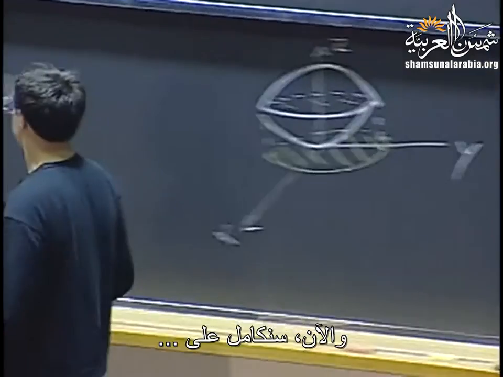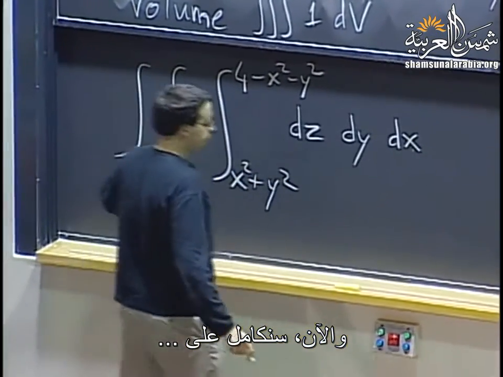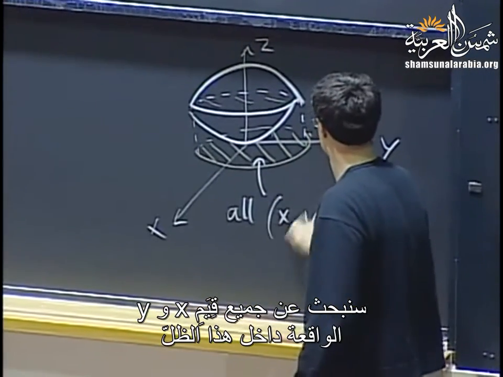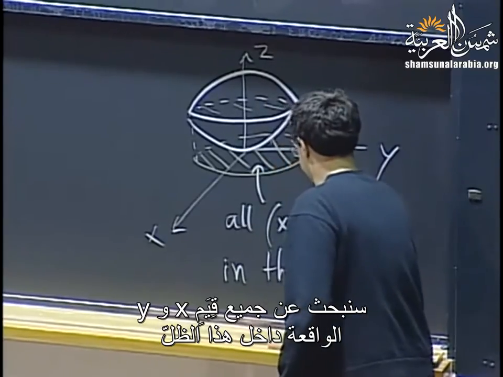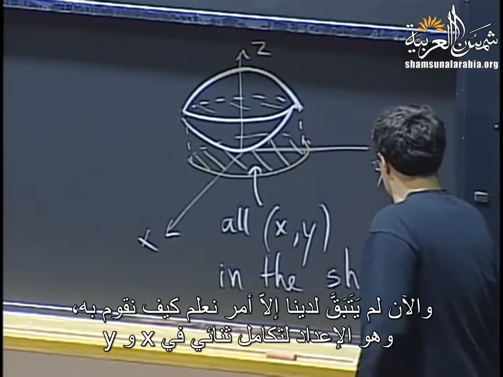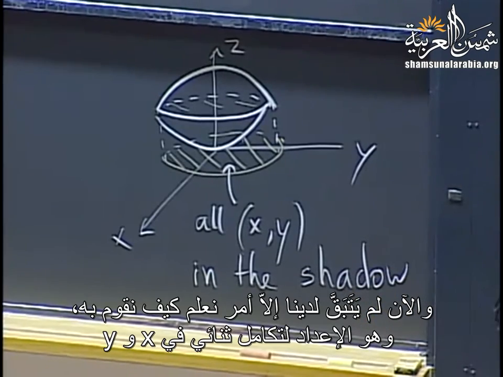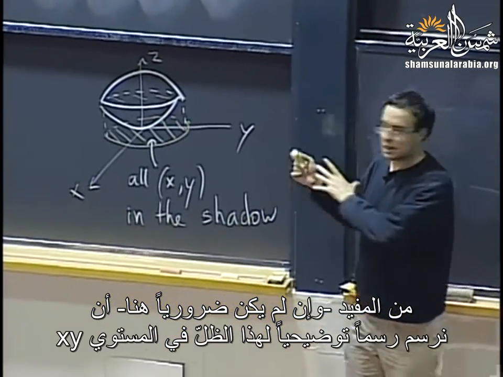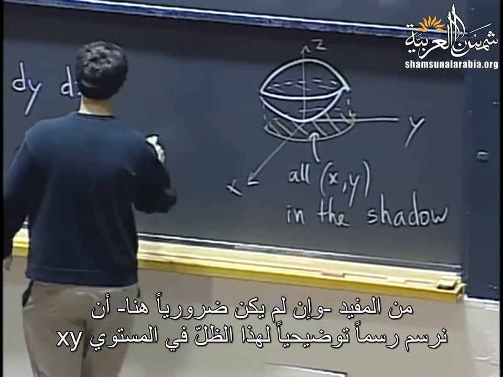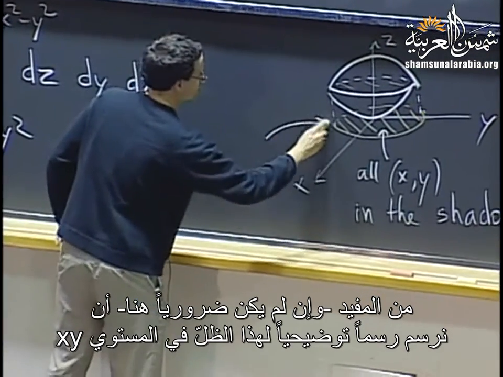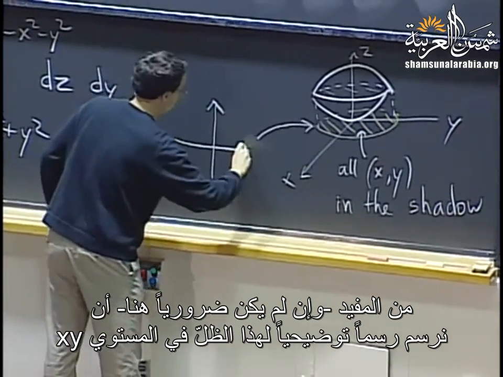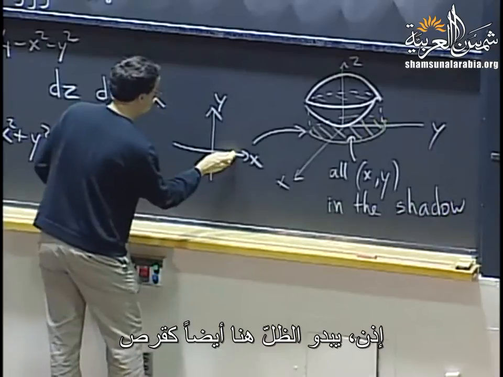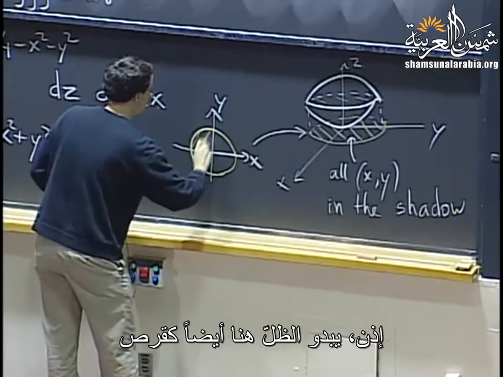And so now I will want to integrate over, I want to look at all the x and y in the shadow. So now I'm left with something we've already done, namely setting up a double integral over x and y. Here we don't strictly need it, but it could be useful to draw a picture of this shadow in the xy plane. Here it would just look, again, like a disk, and set it up.